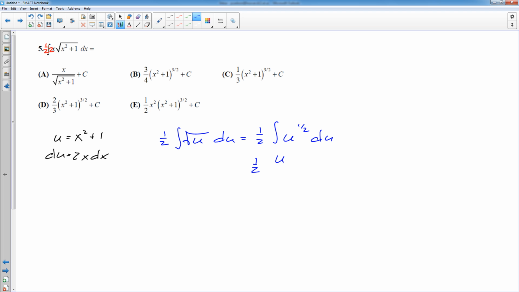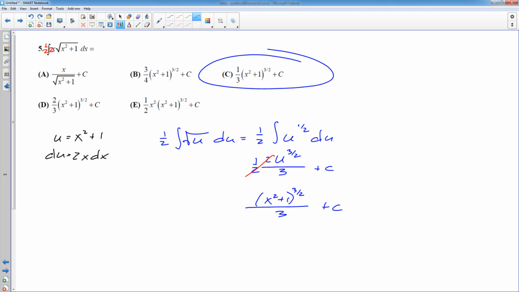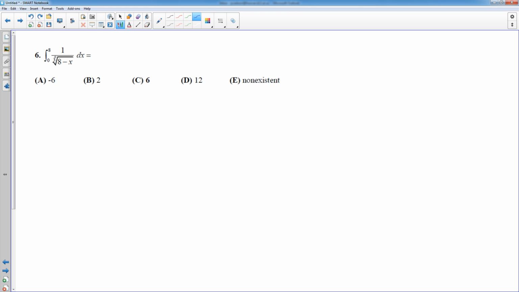Add 1, u to the 3/2, divided by 3/2 is the same as times 2/3. The 2's cancel. Don't forget the plus c, and then we simply plug our u back in, which was x squared plus 1. So x squared plus 1 to the 3/2 divided by 3 plus c, which looks like c. Moving on.